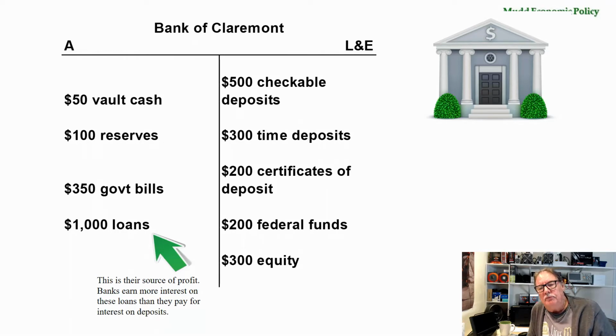Now, to cover back against some of these loans are the source of their profit. Banks earn more interest on these loans than they pay for interest on deposits. And so this is the primary business that banks are in. They also, of course, collect fees for making loans these days.